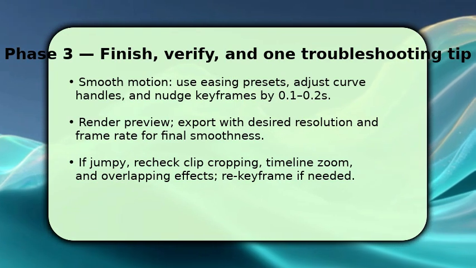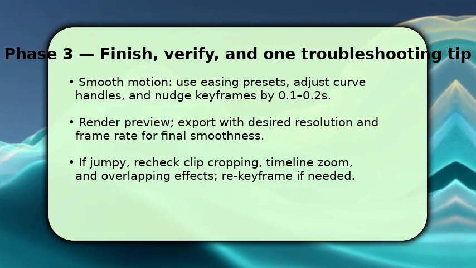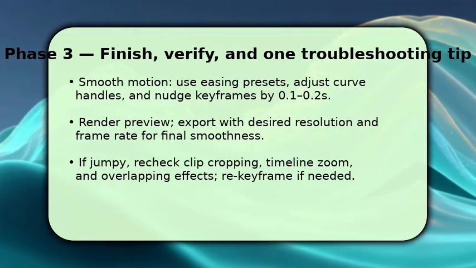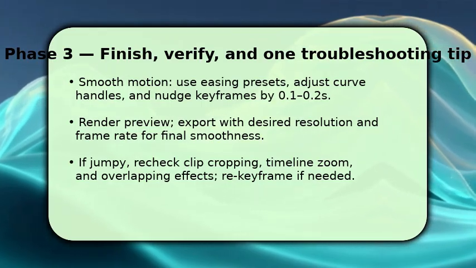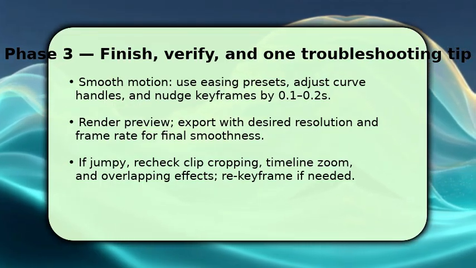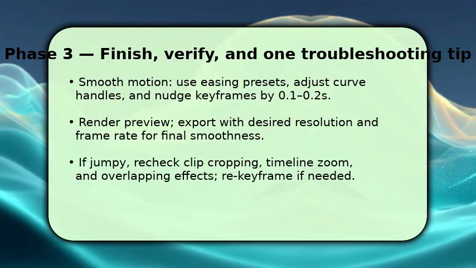Once satisfied, render a preview inside CapCut and export at the intended resolution and frame rate to preserve smoothness. If the motion looks jumpy, make sure you didn't accidentally crop or resample the clip. Confirm the timeline zoom when editing, and remove overlapping effects, then reapply or re-keyframe that section. This fixes most playback issues quickly.